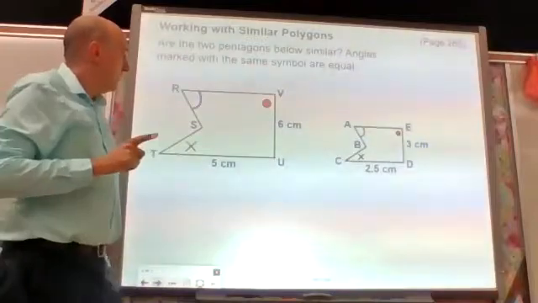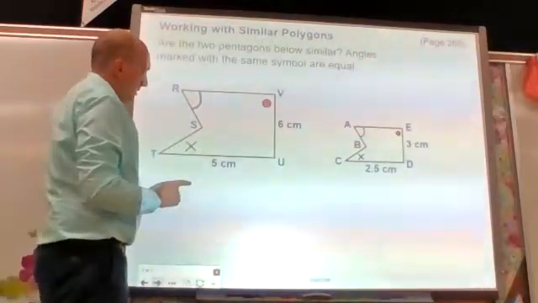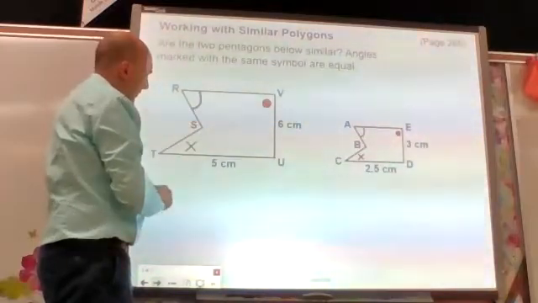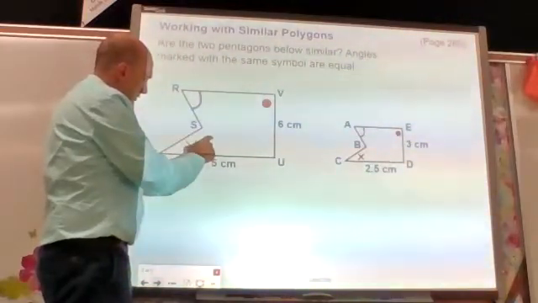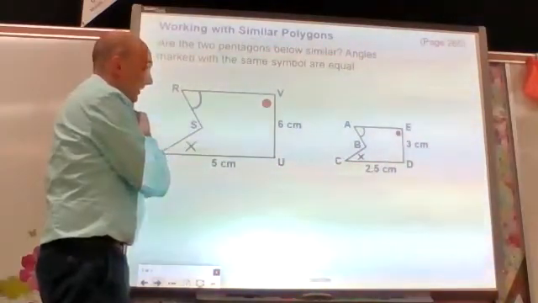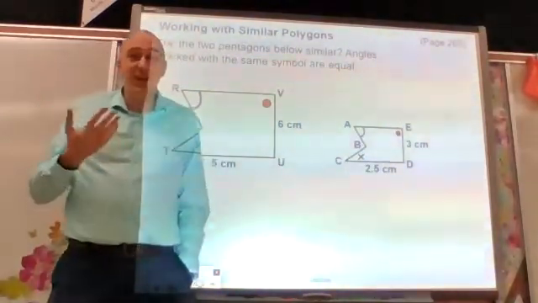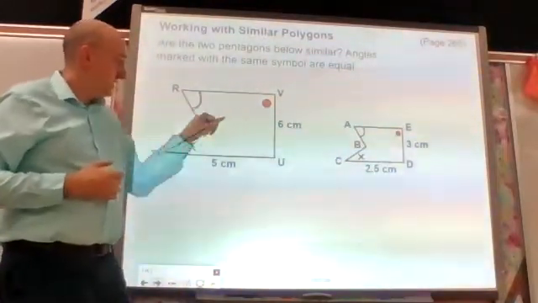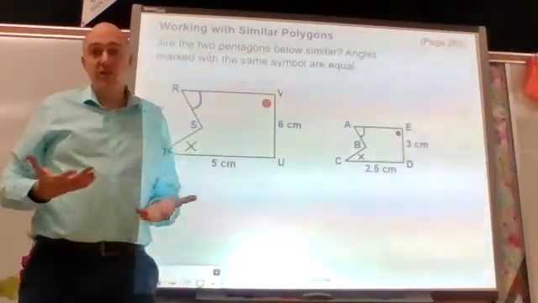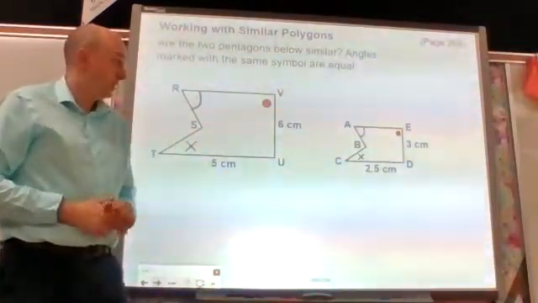Okay, well, let's see. Is there any way for us to make it so that S is different from B? Well, yeah, we could make this longer. No, because that would change that angle. Anyway, the long and the short of it is we can't prove that S and B are the same or that U and D are the same. Therefore, we cannot say for certain that these are similar polygons.